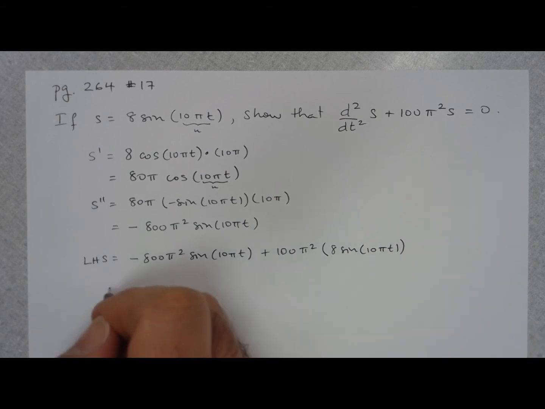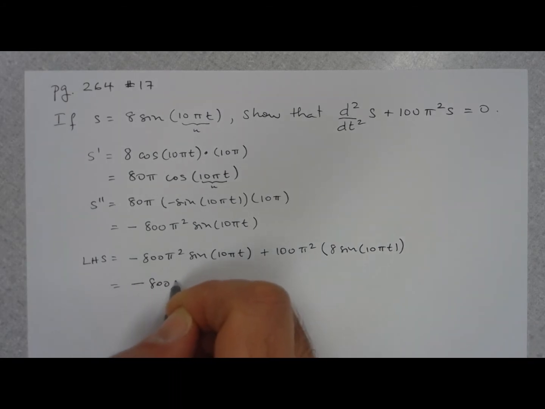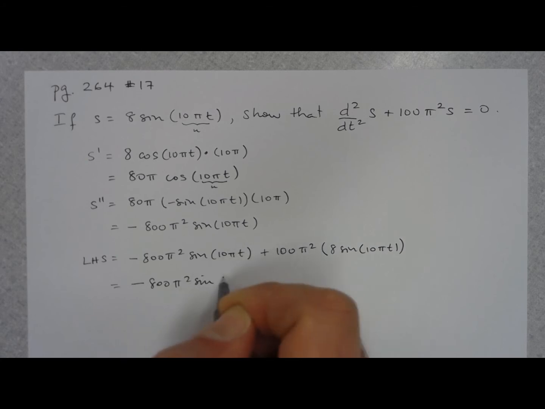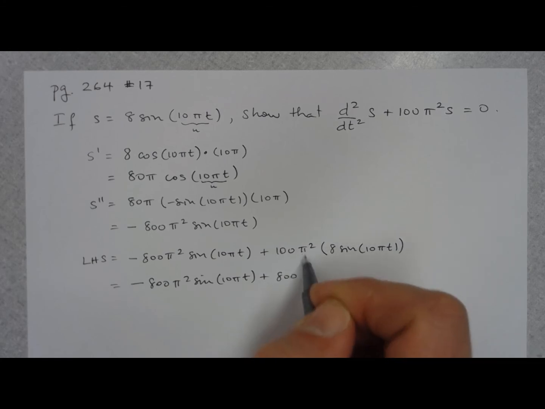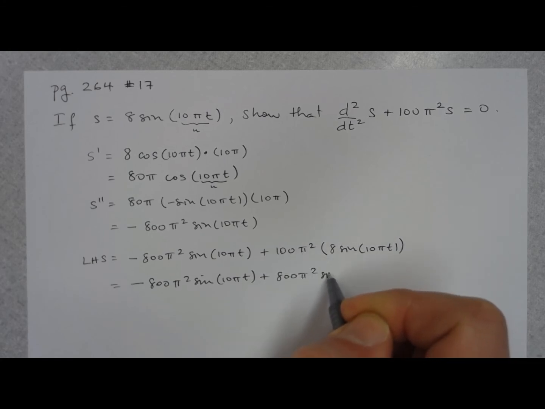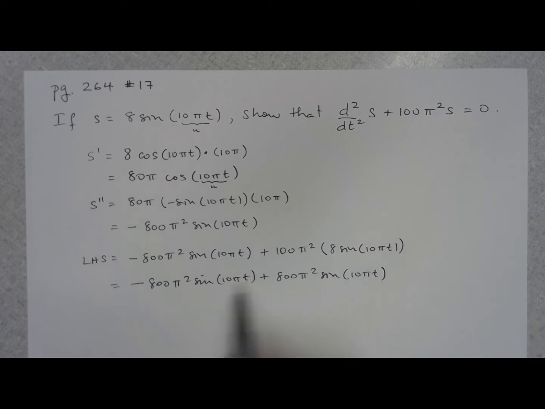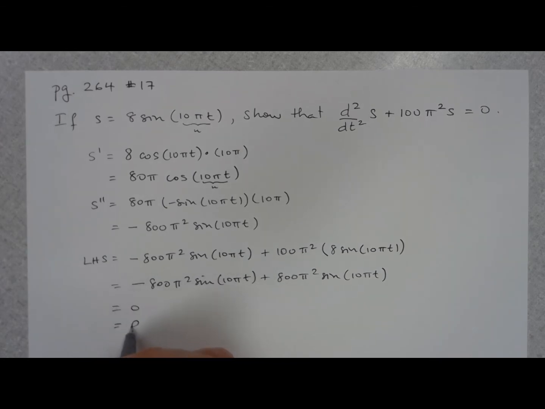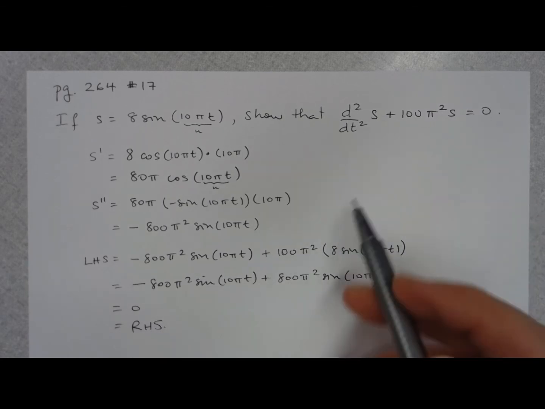And so now let's do some simplifying. Nothing really to do here. It's already simplified. Negative 800 pi squared sine of 10 pi t. And then here plus, well, 100 times 8 is 800 pi squared sine of 10 pi t. And this is where we notice that these two things are exactly the same except different signs. So they add up to 0, which is my right-hand side. So we've proven that this equation is indeed correct.